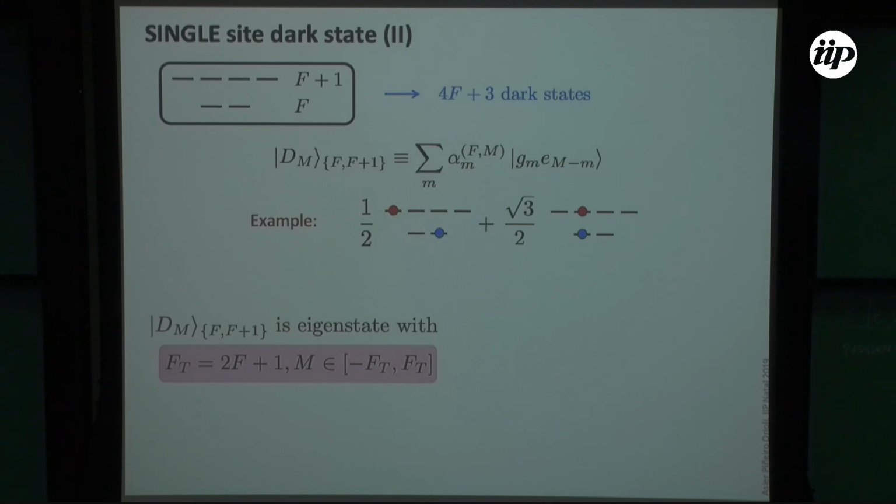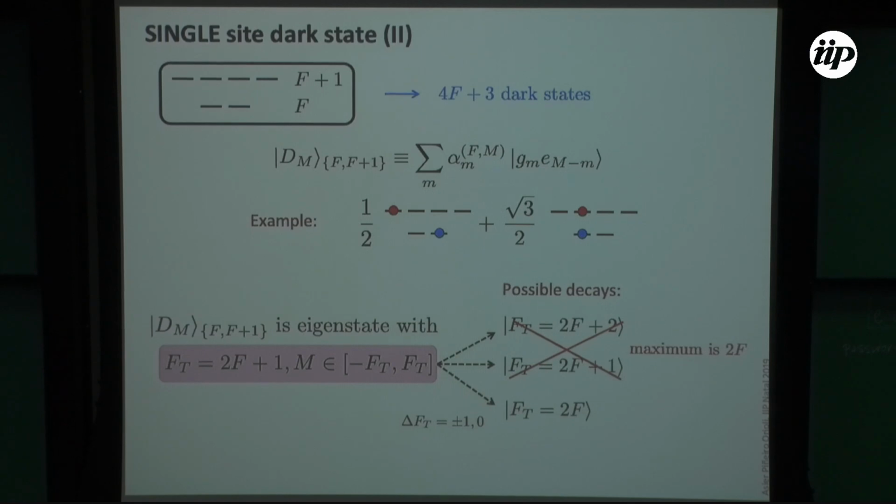To see why, we can again go through the possible decay channels, which are from 2F+1 to 2F+2, 2F+1, or 2F. But when the atoms decay, both atoms are in the ground state, so the total angular momentum is 2 times F. So the ones that are too far do not exist. This leaves the last one, 2F. And here we can use the same argument as before, and one can show that this state is symmetric under exchange, so it's not a valid state for fermions.